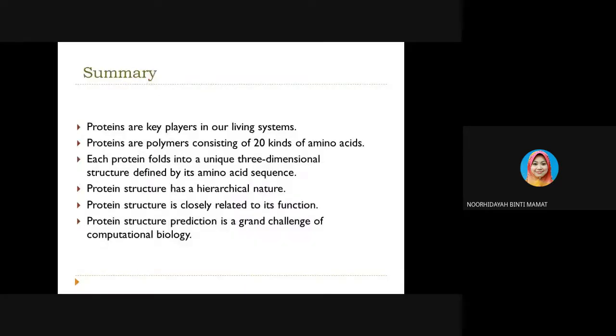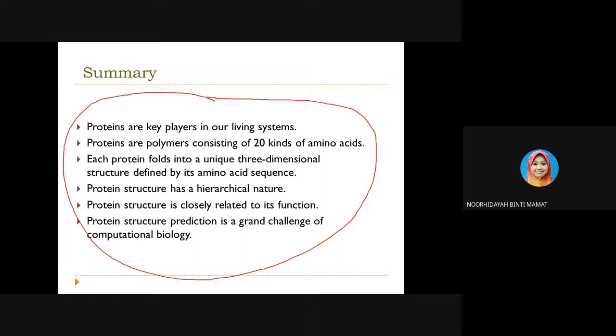And last, we go to the summary. This is what we already learned for today's topic: proteins are the key players in our living systems because they have a lot of functions. Proteins are polymers consisting of 20 kinds of amino acids, or we can also call them polypeptides. Each protein folds into a unique three-dimensional structure that is defined by its amino acid sequence.